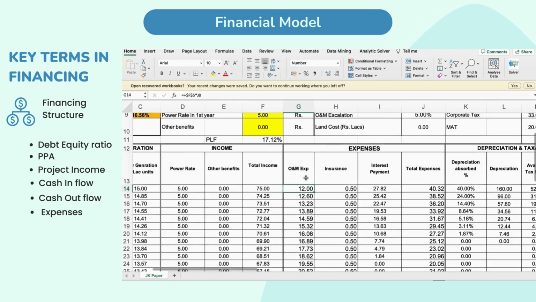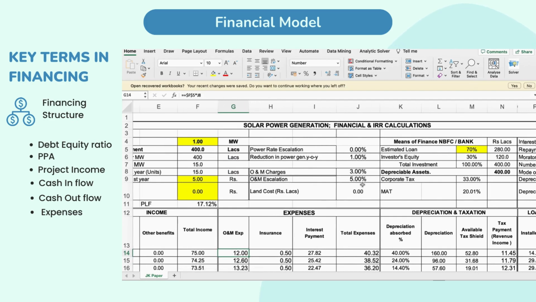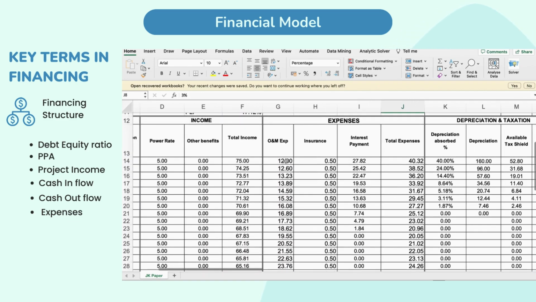Now, typically the O&M cost is considered here. We have considered that O&M cost is about 3% of your capital cost. So you have some 12 lakh rupees per megawatt per year as the O&M cost. Then this is a typical insurance rate, and you have the interest payment.